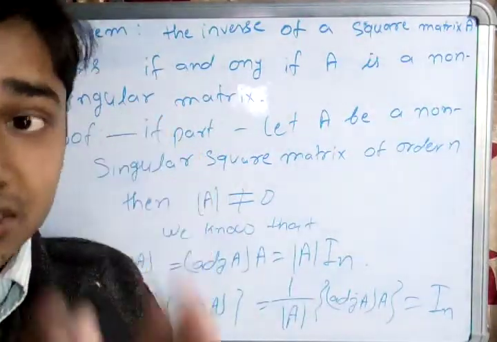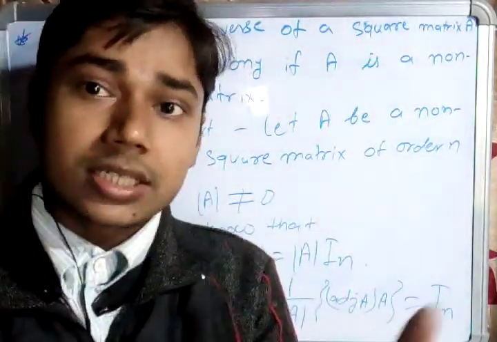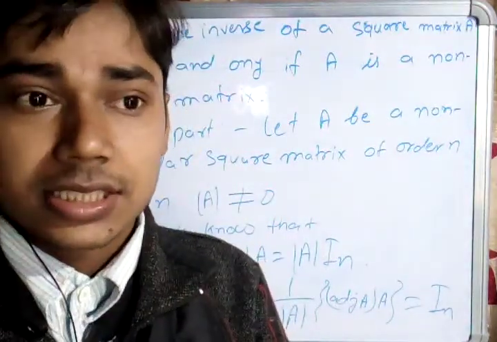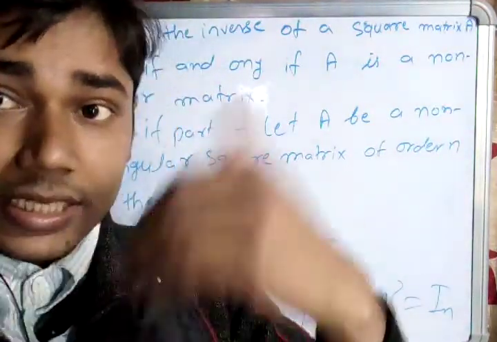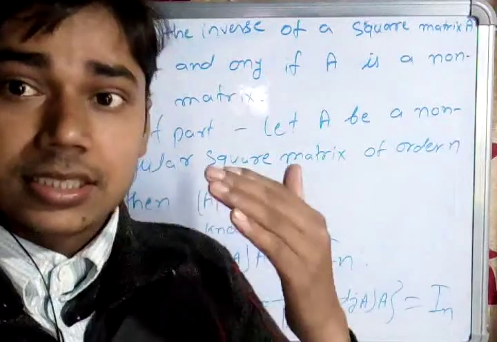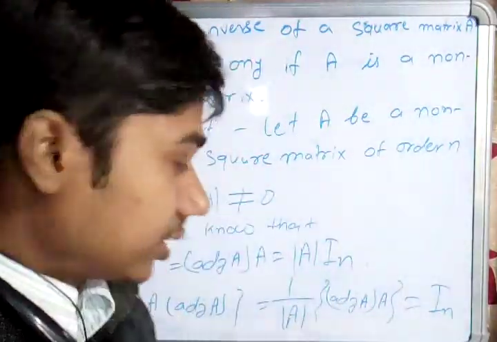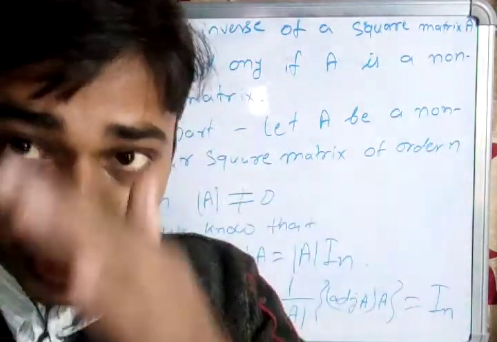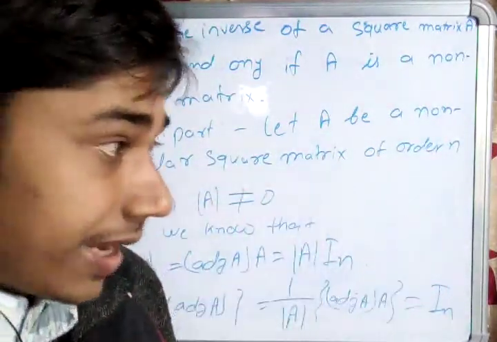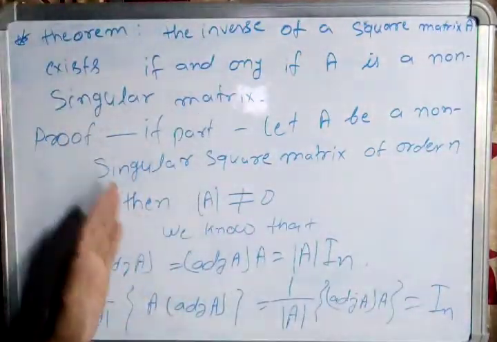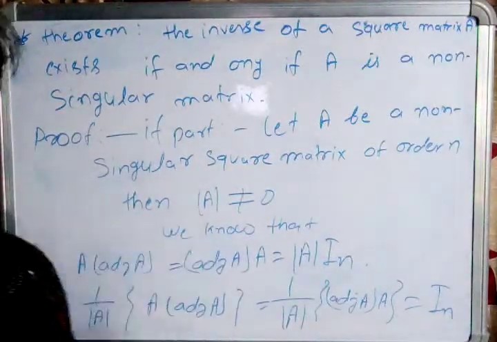Here we create two conditions: a sufficient condition and a necessary condition. If we take the necessary condition and we get the sufficient condition, then the theorem is proved. Let's take the "if" part first.